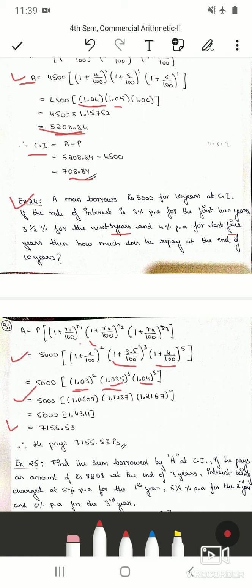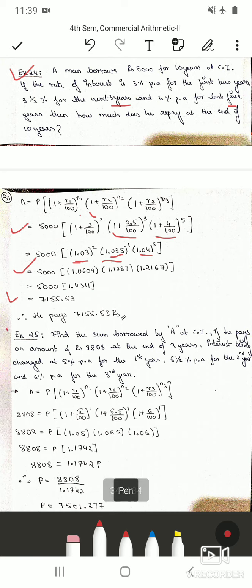7155.53. So in the question they have not asked compound interest, but they have asked how much does he repay at the end of 10 years. So he repays the principal that he borrows along with the compound interest. So it is nothing but the amount. So amount they have asked, and we have calculated the amount. It is 7155 rupees.